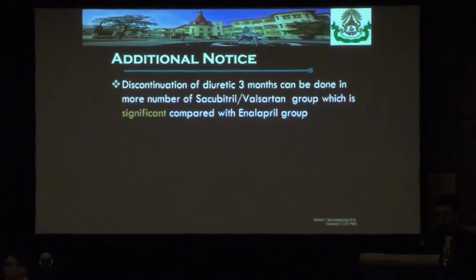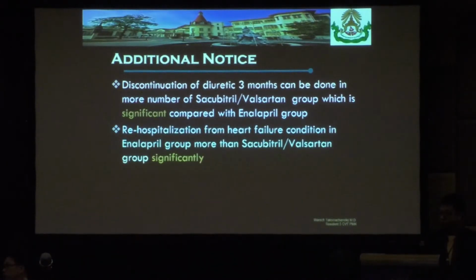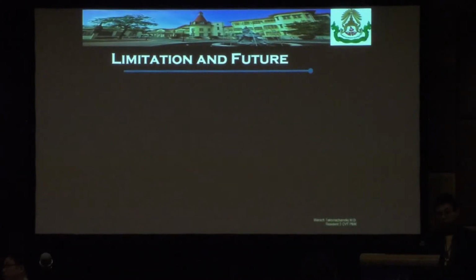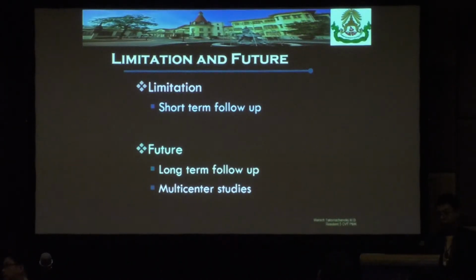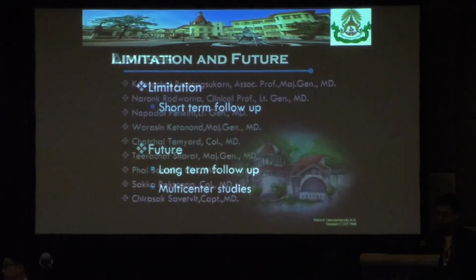Additional notice: my research noted that discontinuation of diuretic drugs at 3 months can be done significantly more in the sacubitril valsartan group compared with the intraoperative group. And hospitalization from heart failure in the intraoperative group was significantly higher than in the sacubitril valsartan group. The limitation of this study is the short-term follow-up. Further, if possible, we could do long-term follow-up and a multi-center study. Thank you.